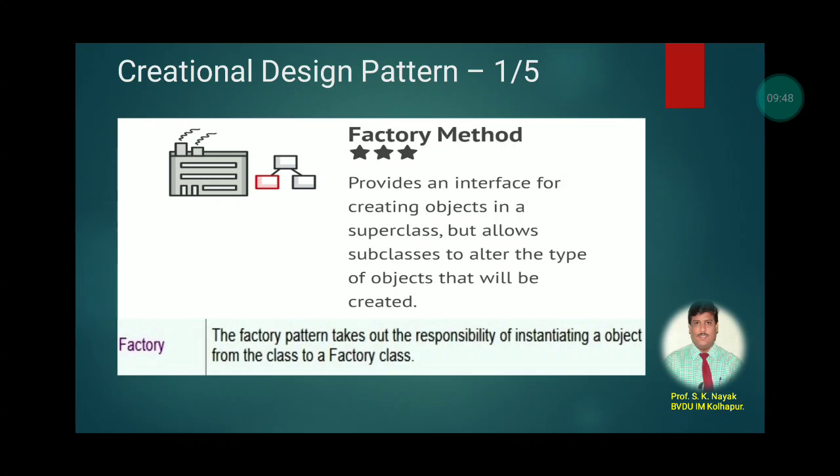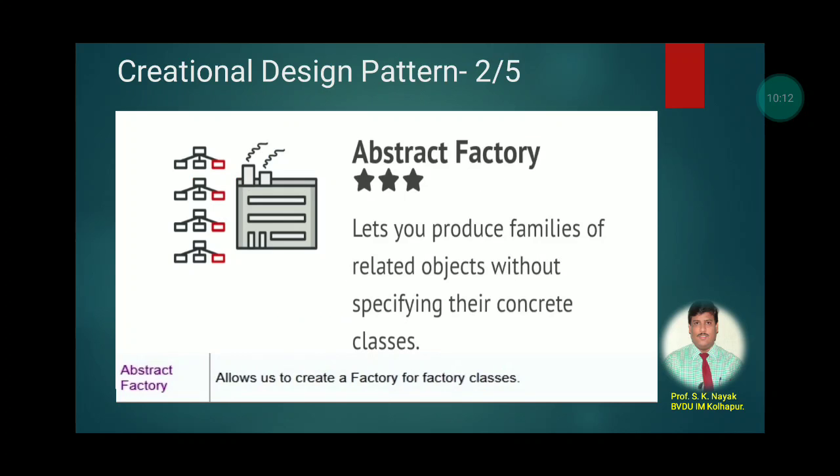Similarly, in the land factory, where the animals live on land, suppose you are instantiating a tiger. The tiger can be created, instantiated from the factory land animals. This way we can define the factory method. I think the brief idea of the factory method must be clear. Next we'll have the abstract factory method. This is the second creational design pattern.